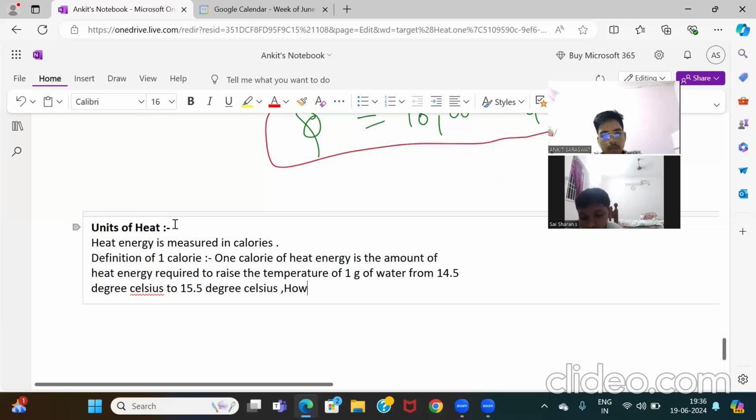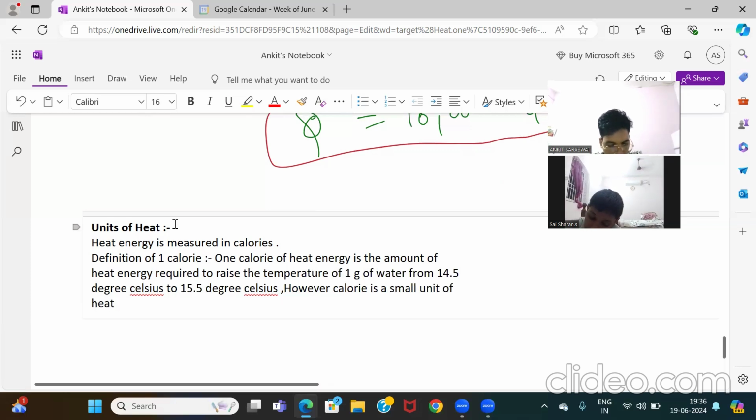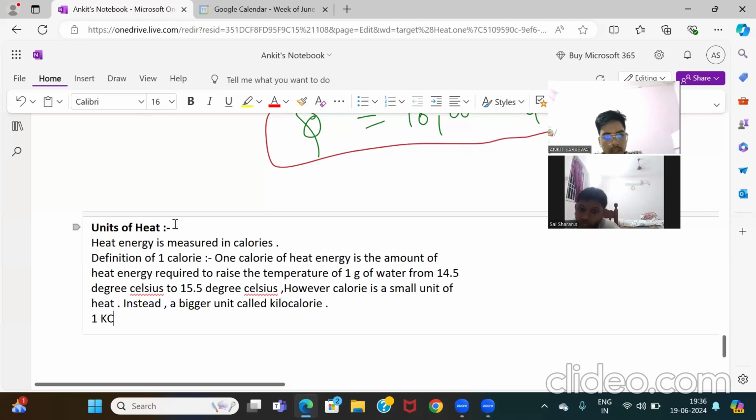However, calorie is a small unit of heat. Instead, a bigger unit called kilocalorie is used. Kilocalorie. Clear? 1 kilocalorie is equal to 1,000 calorie. Yes, sir. You can write like this: 1 kilocalorie is equal to 1,000 calorie. Understood?